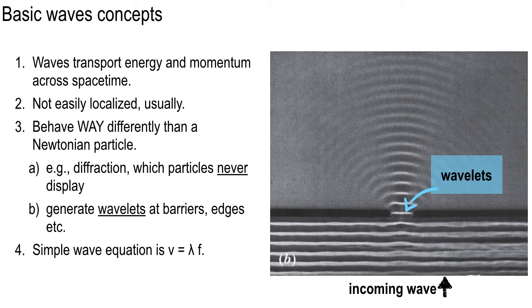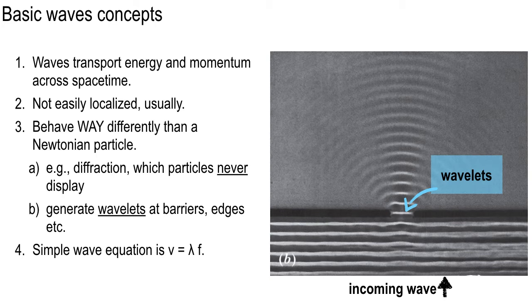The equation that expresses the wave speed is V equals lambda F. And lambda stands for the wavelength. F stands for the frequency of the wave. And we're going to try to work with that and a few other physical factors this afternoon.